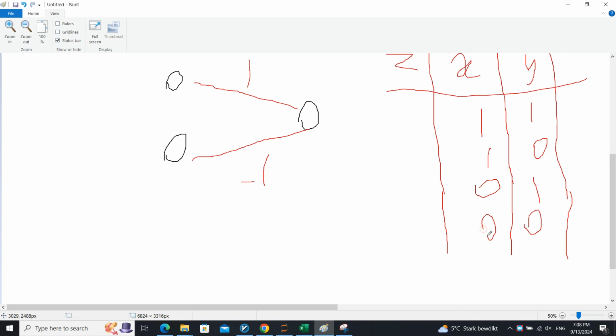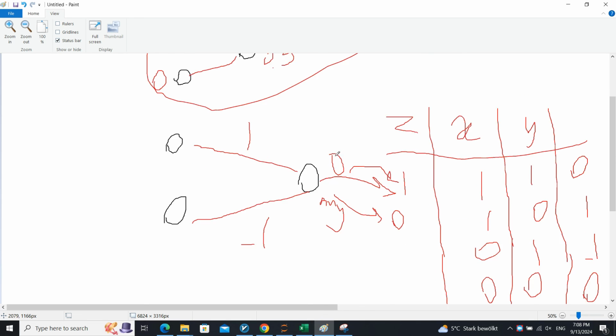What is it going to give us? Here is 0, here is 1, here is -1, and here is 0. And in this neural network, the function is going to change 0 to 1 and anything else to 0. That is the way our neural network works.